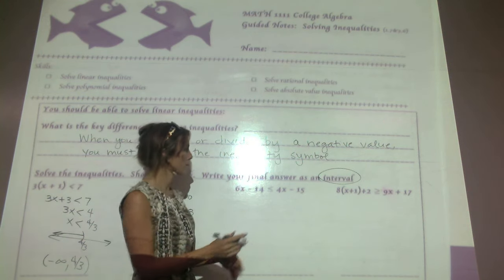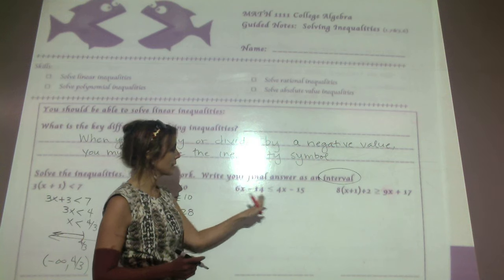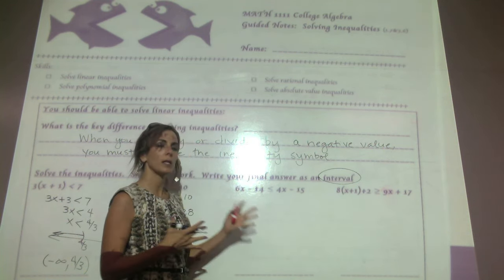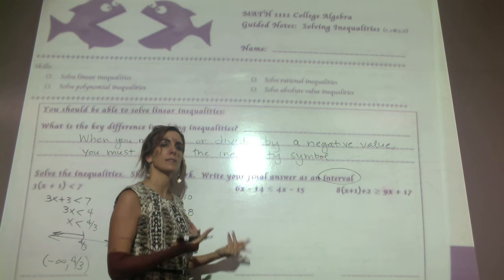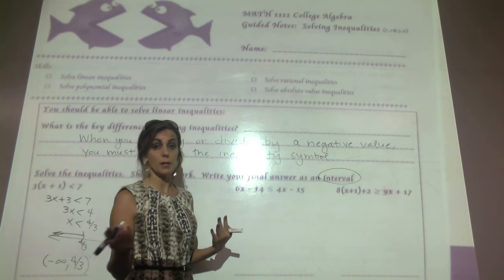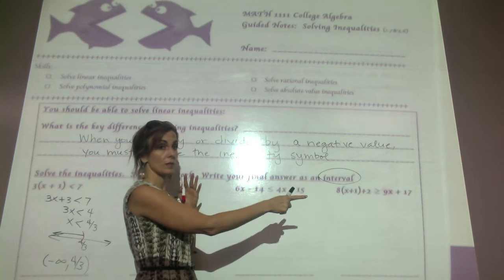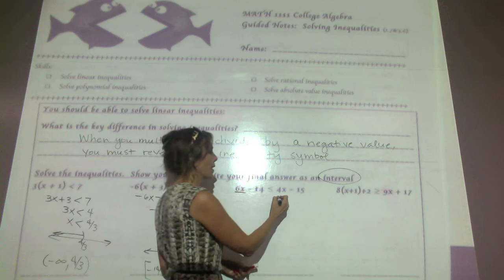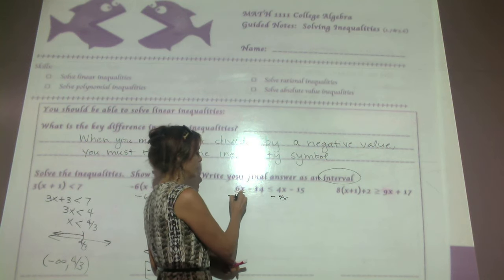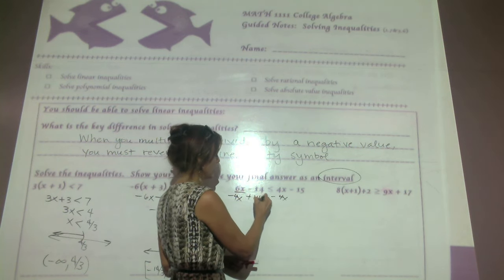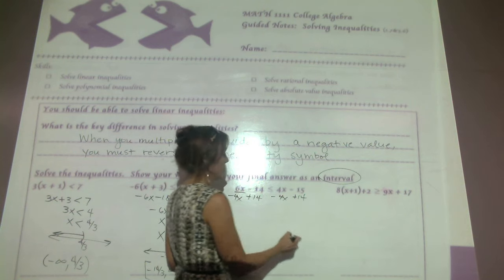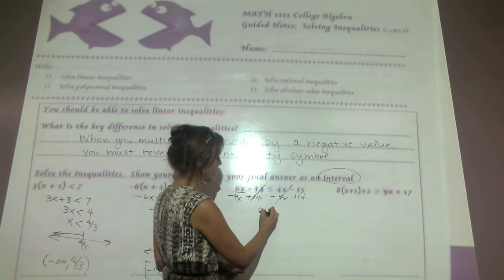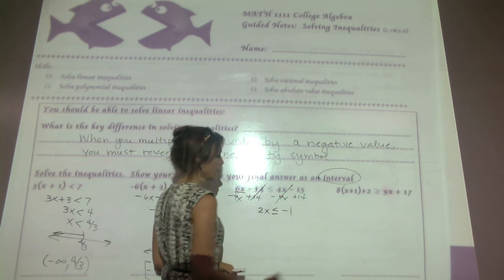Right, here we go. 6x minus 14, less than or equal to 4x minus 15. All right, so we want to collect our x's to one side, constants to the other. Now, you can collect anything you want to the left or to the right, but I'm always bringing it to where I've got more x's. So I'm going to subtract 4x here, and I'm going to add my 14 to the other side. Okay, so these cancel. These cancel, and I end up with 2x less than or equal to -1.